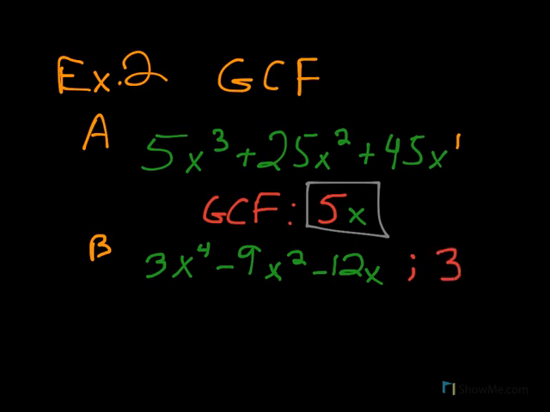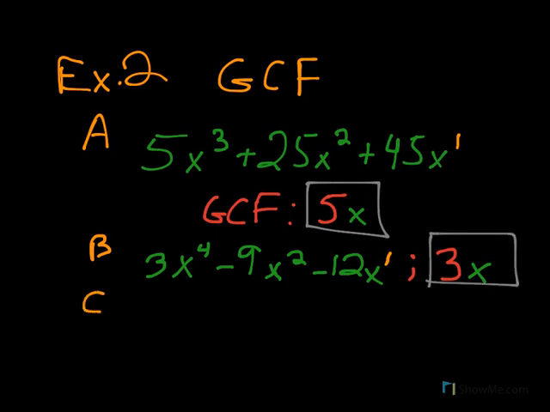Every single term has an x. Which one is the smallest x? Again, most of the time it will be this x, which is 1. So there's only one x outside. Boom, we're done. That was my greatest common factor.